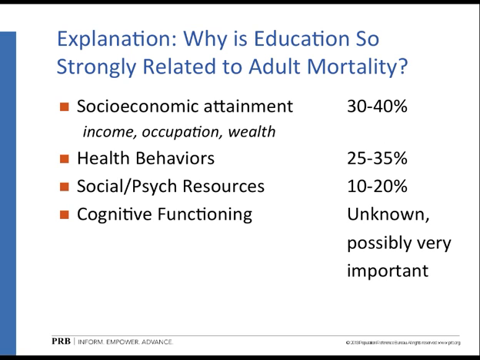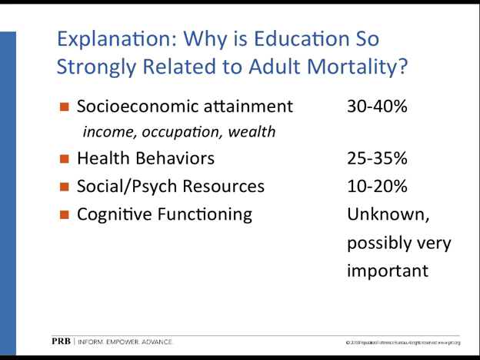Two research groups have attempted to quantify the extent to which these mechanisms explain current educational differences in adult mortality. The figures shown here on this slide combine estimates from David Cutler and Adriana Lleras-Muney and Richard Rogers and colleagues to provide ballpark estimates of the extent to which these mechanisms account for educational differences in mortality. We urge caution. These are quite inexact estimates.